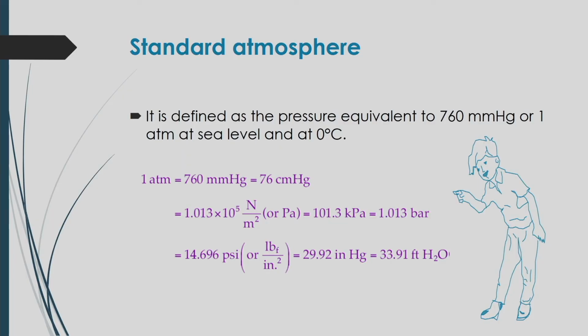So, these are the various types of pressure that you have to remember, and you also have to know what the standard atmospheric pressure is. It is defined as the pressure equivalent to 760 millimeter mercury or 1 atmosphere at sea level and at 0 degree centigrade. So this you have to remember. 1 atmosphere equals 760 millimeter mercury. That means if you take a column of mercury of 760 millimeter length, the total hydrostatic pressure because of that mercury will be equivalent to the atmospheric pressure.